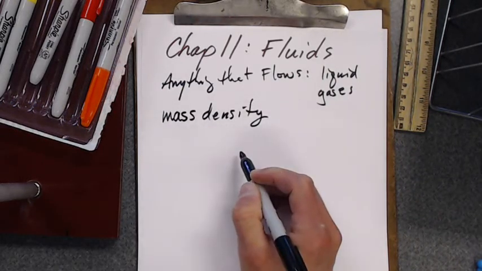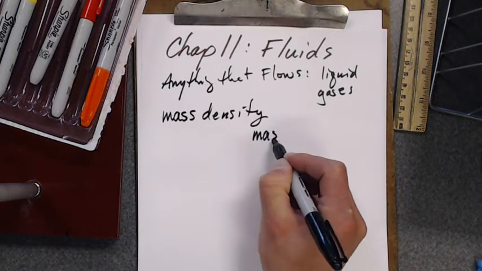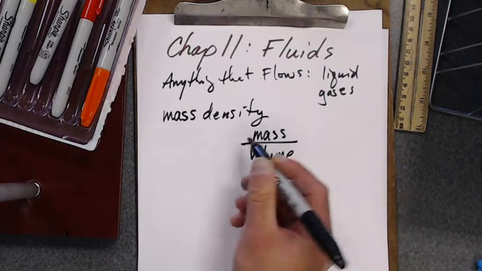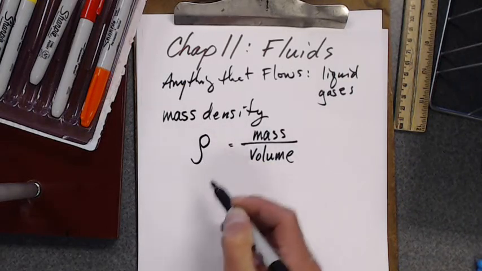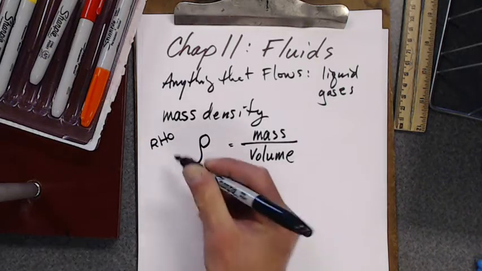Now you've probably talked about density a little bit. This is the mass divided by the volume. So this is mass density, and it has the symbol rho. This is the Greek letter rho.